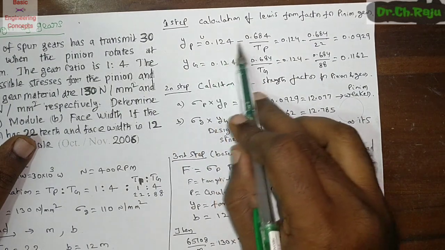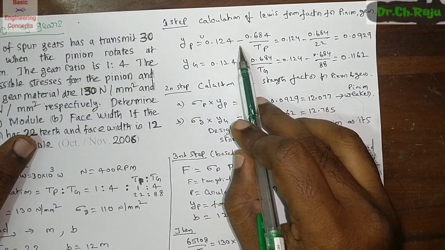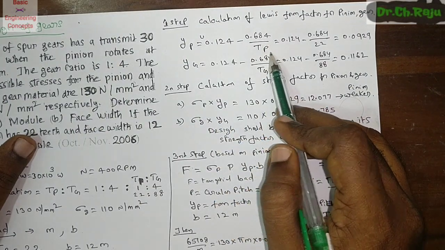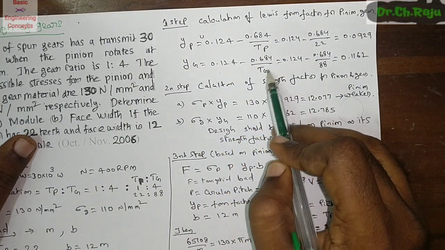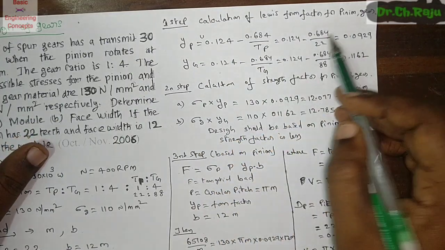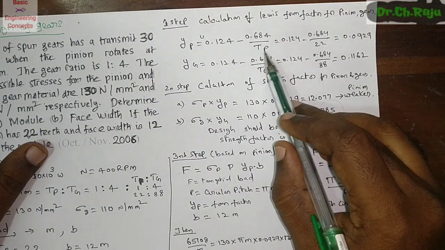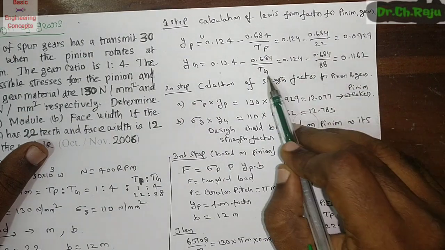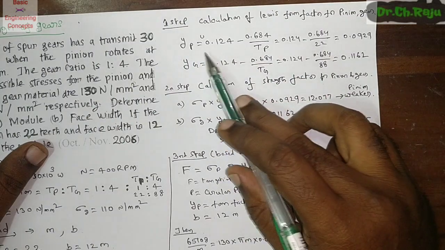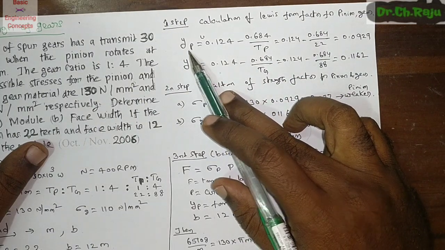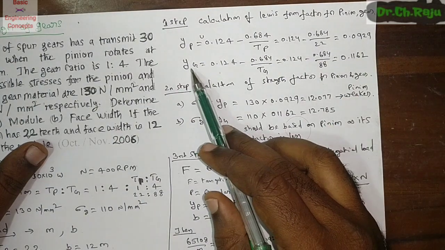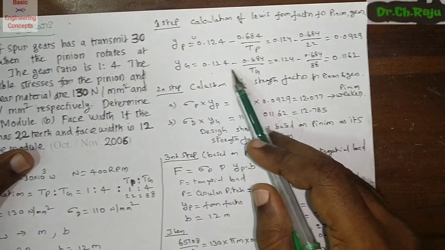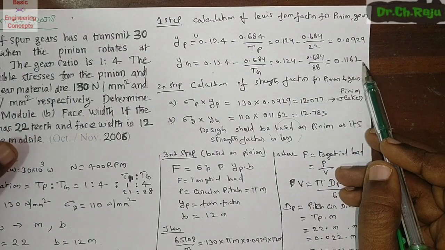We can calculate by using this simple formula, 0.124 minus 0.684 by TP. At the same time for the gear, 0.124 minus 0.684 by TZ. By substituting the values of TP as 22 and TZ as 88, the form factor for the pinion YP is 0.0929, and the form factor for the gear is 0.1162.